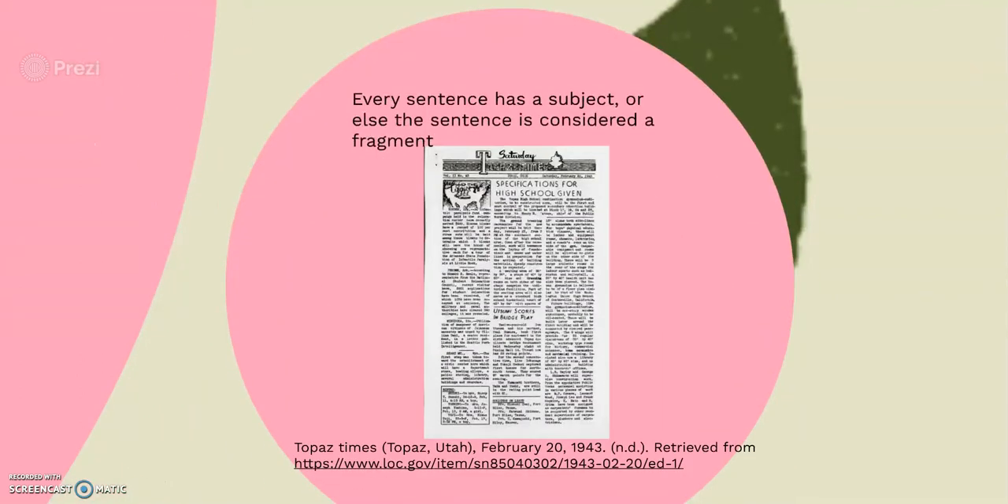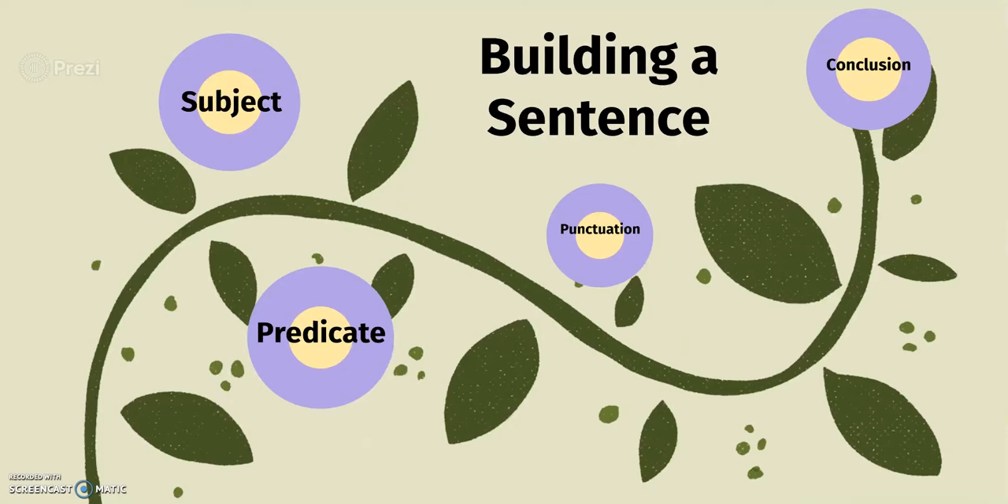And this is an article from the Great Depression, and it says specifications for high school given. This is not grammatically incorrect, but it doesn't read like a sentence, and I think allowing students to know that not every sentence will sound correct is important to really educating them on the different types of grammar in sentences. So the next part is the predicate.